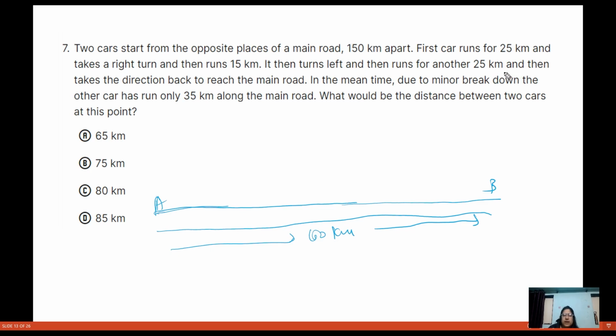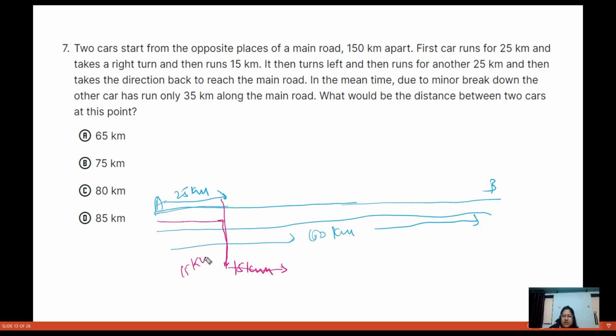First car runs 25 kilometer. So this is running 25 kilometer, and then this car is taking a right turn. Obviously, the right turn will be here, and then it runs for 15 kilometer. So this car was going on this road, takes a right turn, runs for 15 kilometer. It then turns left. So which side is left? This side only.